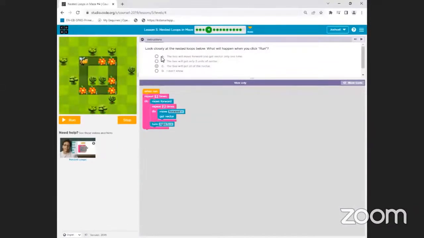Well, I've already done this one, but it says look closely at the nested loops below. What will happen when you click run? So this was the same code that I did before, except it wasn't expecting me to do that. That's why I said 15 lines of code, but I did it in 6.